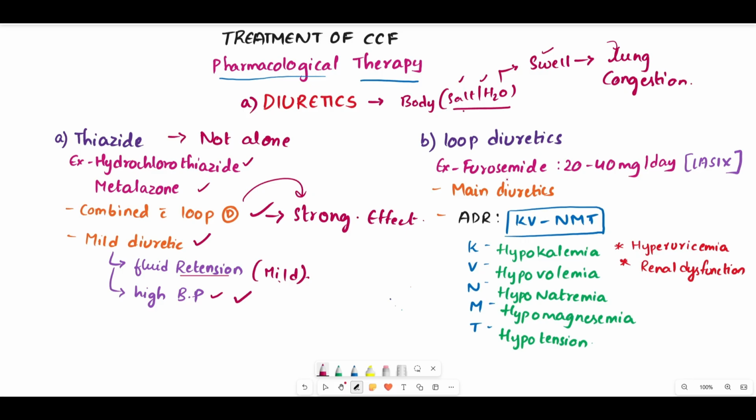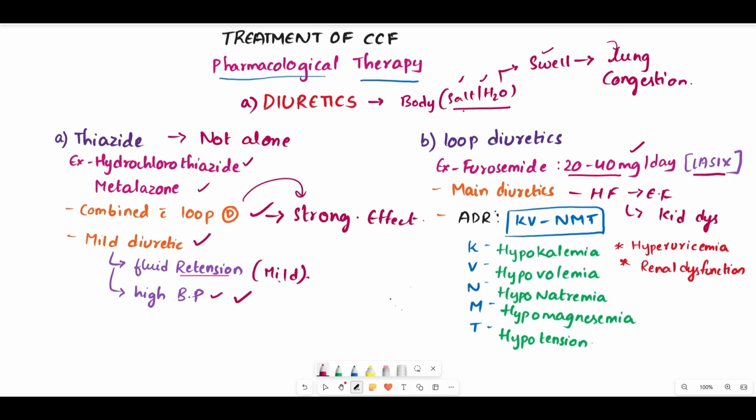And coming back to the second class, that is loop diuretics. So loop diuretics, the best example is furosemide, and that too it is given at a dose of 20 to 40 mg per day. And one of the brands of this furosemide is Lasix. Coming to these loop diuretics, these are the main diuretics used in case of heart failure, because this will be strongly removing the excess fluid from the body.